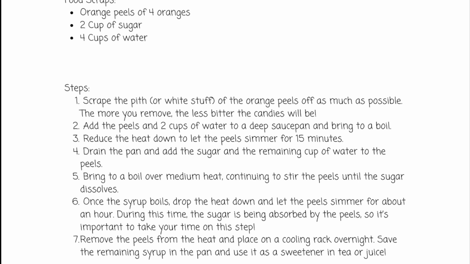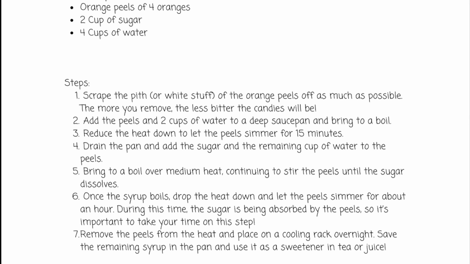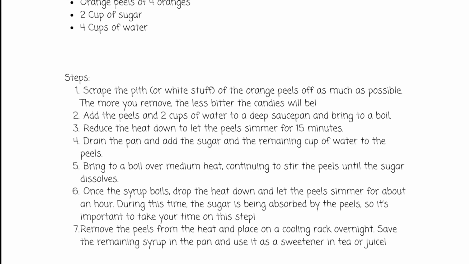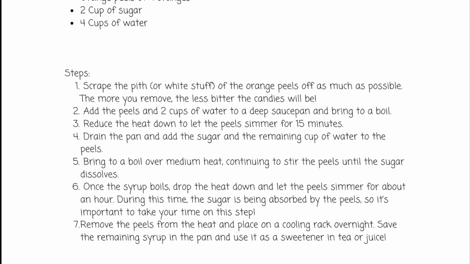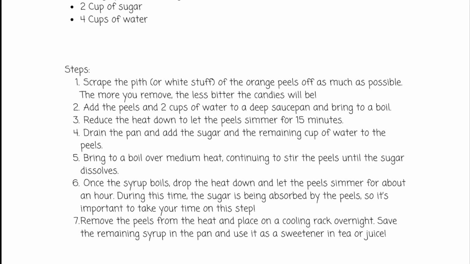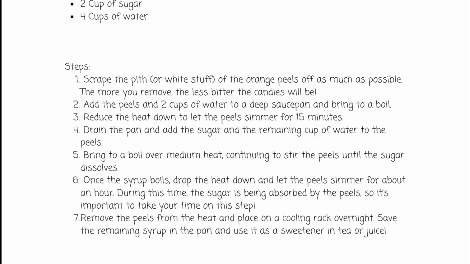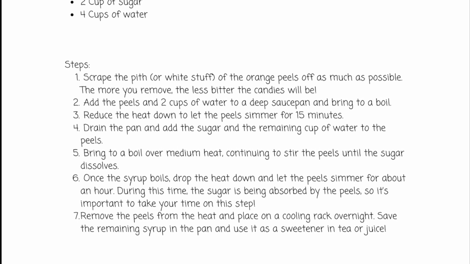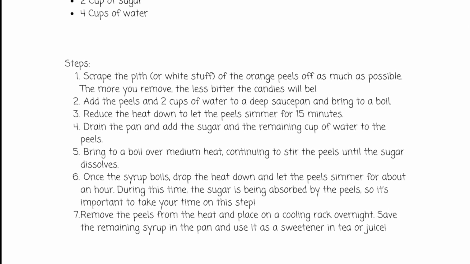6. Once the syrup boils, drop the heat down and let the peels simmer for about an hour. During this time, the sugar is being absorbed by the peels, so it's important to take your time on this step. 7. Remove the peels from the heat and place on a cooling rack overnight. Save the remaining syrup in the pan and use it as a sweetener in tea or juice.